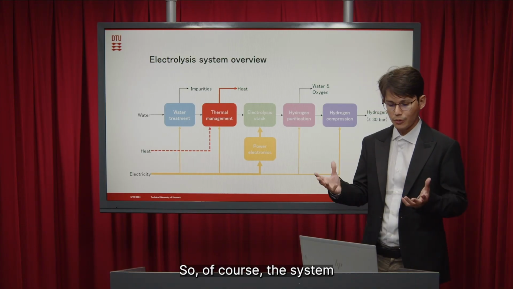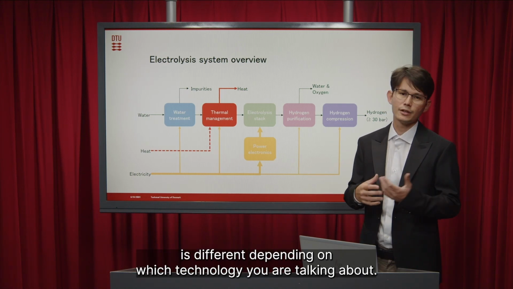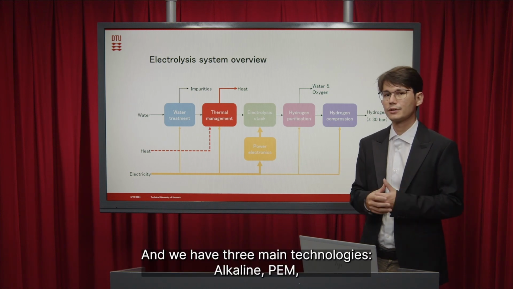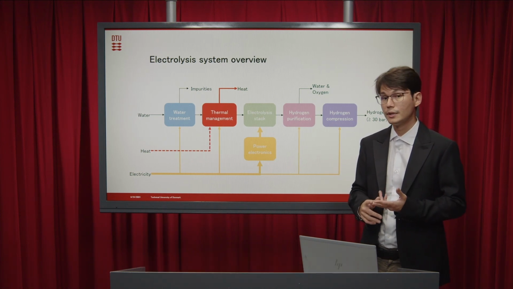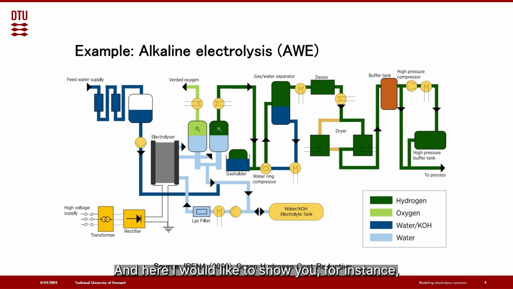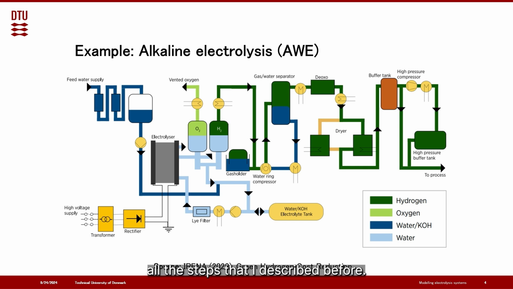So, of course, the system is different depending on which technology you're talking about. And we have three main technologies: alkaline, PEM, and SOEC. And here I would like to show you, for instance, one example of an alkaline electrolysis system. And in here, we have all the steps that I described before, but in a particular way.